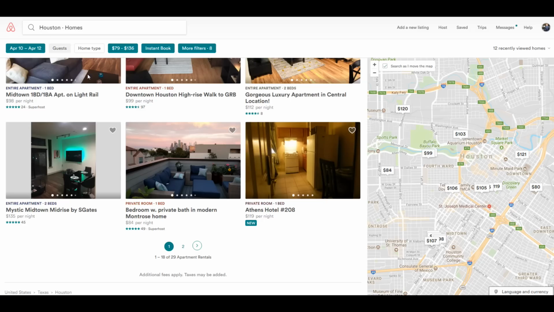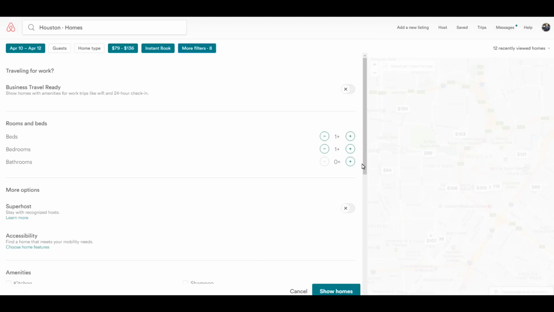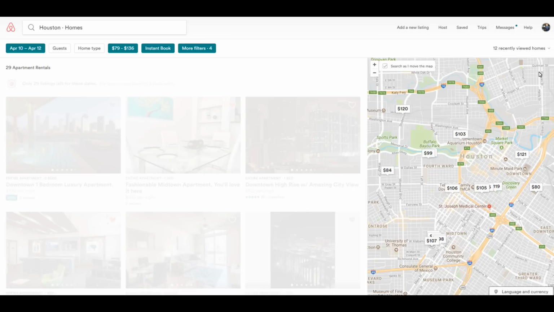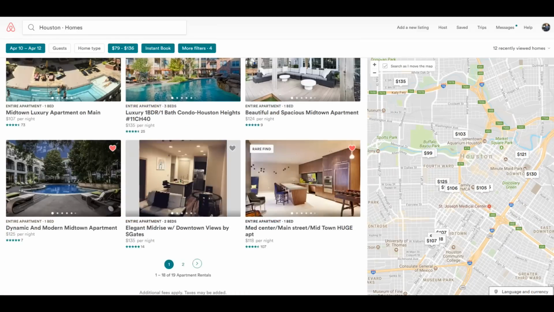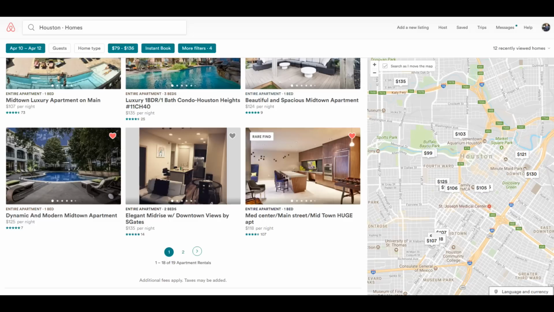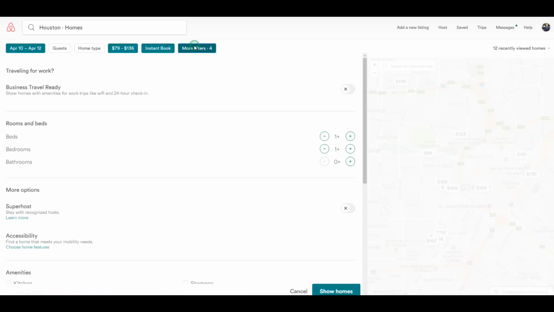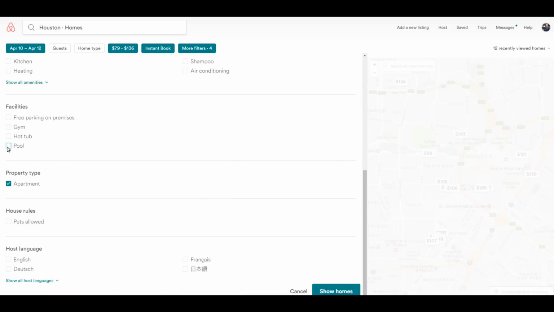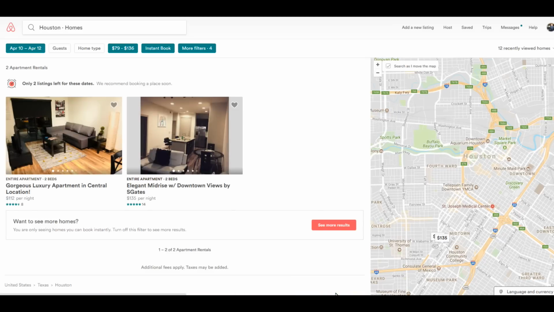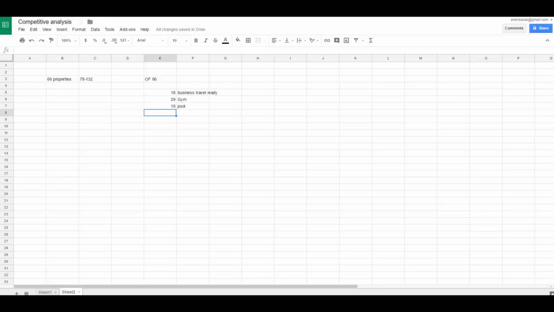Now let's check to see how many people have a pool. And I'm going to tell you, the hot tub is a big one. Like, nobody has a hot tub. So if you put in a hot tub, you're going to be one of the only ones. So only 19 have a pool. Now let's go to the hot tub one. Go back here, more filters. See who has a hot tub. 2. Congratulations. If you have a hot tub, you are a rich person in Houston. So get a hot tub. But they do seem like a liability, so I wouldn't blame you if you don't want one.